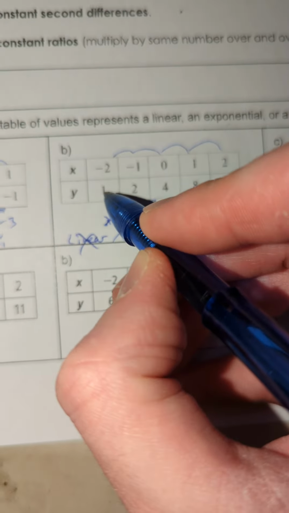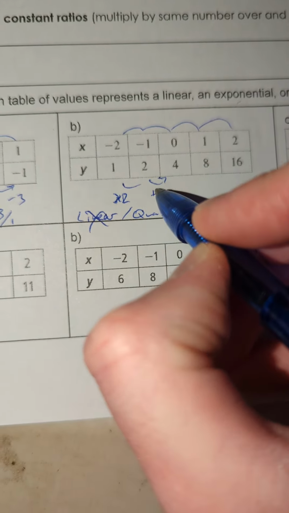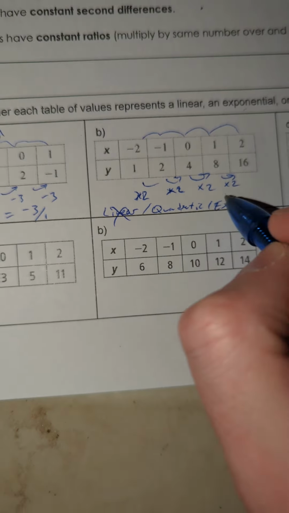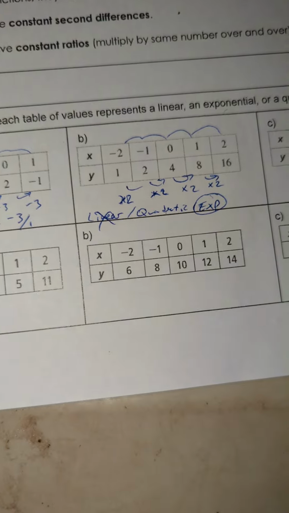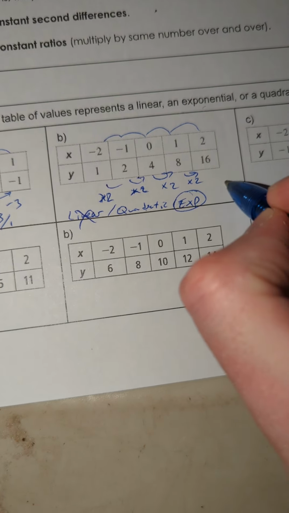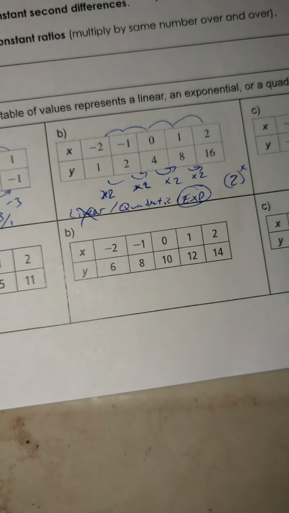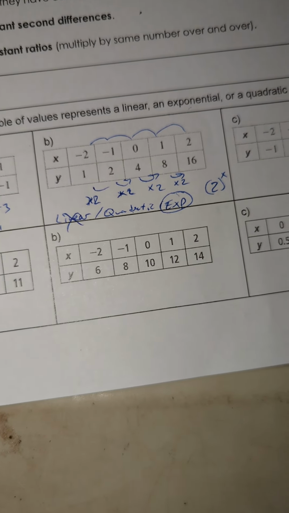Exponential would be a common multiplier. I'm going to highlight that. Okay? So if this wasn't plus, it might be times. Times 1 times what is 2 times 2 times 2 times 2 times 2. So it is in fact exponential. And I know my multiplier is 2. It's 2 raised to x. I don't know what my starting value is, but I know that my multiplier is 2.